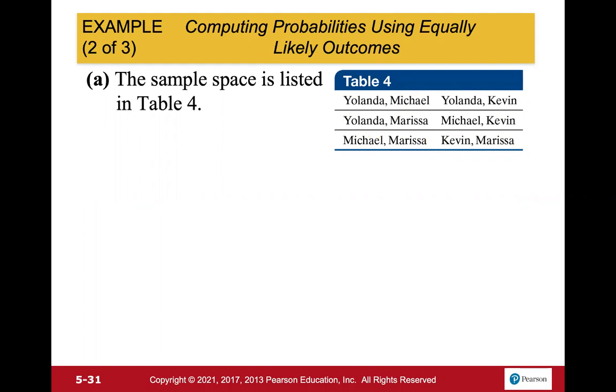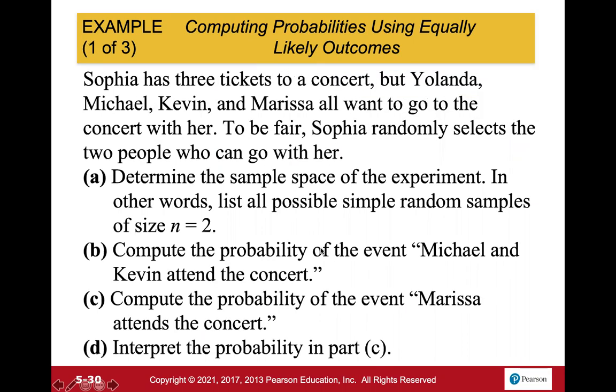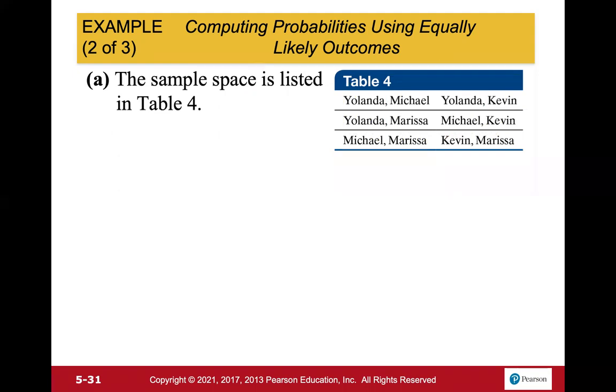And now the next question was, compute the probability of the event Michael and Kevin attend the concert. So Michael and Kevin. So Michael is here, but Kevin is not there. Michael and Marissa, no. Michael is here, but not Kevin. Kevin is here, but not Michael. Michael and Kevin are here together. Kevin is here, but not Michael. All right, so the only way that we have Michael and Kevin going is going to be this one right here. So the question was the probability of Michael and Kevin attending. So probability of Michael and Kevin, that's 1 out of the entire 6 different possibilities. So that's our probability of Michael and Kevin attending.